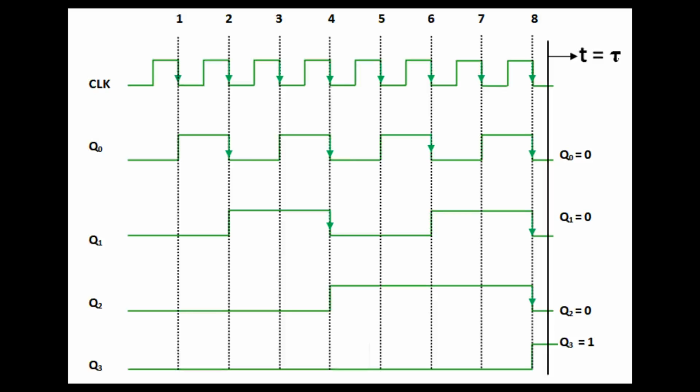Now the output of the first flip-flop, Q0, is given as a clock pulse for the second flip-flop. So we will see how many falling edges are there in the Q0 pulse. Q0 has 4 falling edges. So when the first falling edge comes, at point 2, there is a change of state for Q1, and again a change of state happens at point 4. Next it happens at point 6, and again a change of state happens at point 8. Now Q1 is the clock pulse for the third flip-flop.